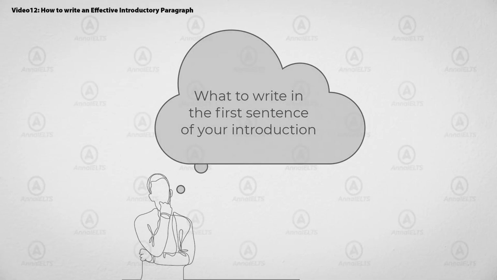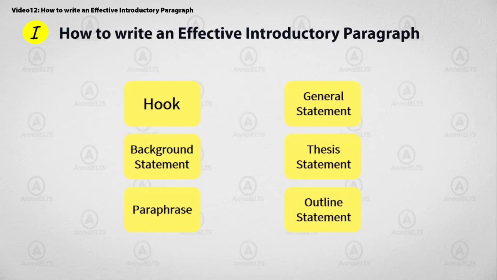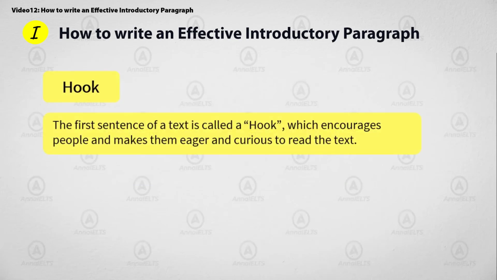You may wonder what to write in the first sentence of your introduction. With a simple search, you can find several different contents. Probably you do not feel like reading them all, and even if you do, you come across some contradictory concepts. For example, hook, background statement, paraphrase, general statement, thesis statement, outline statement. What's the hook? The first sentence of a text is called the hook, which encourages people and makes them eager and curious to read the text.